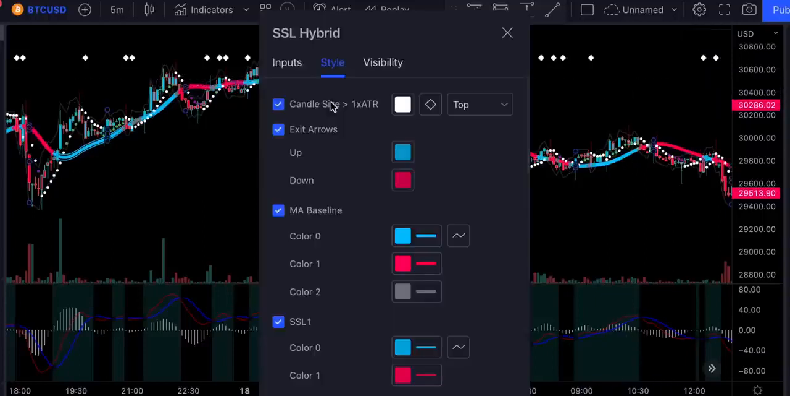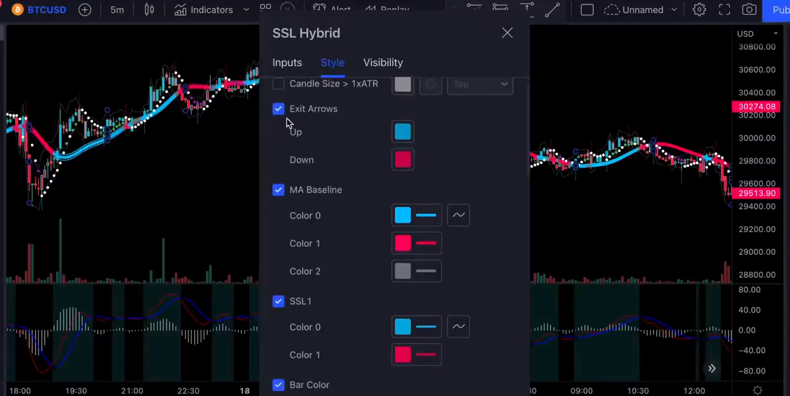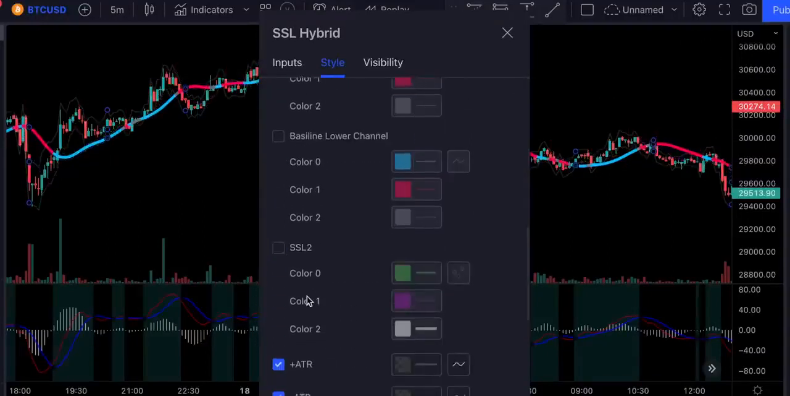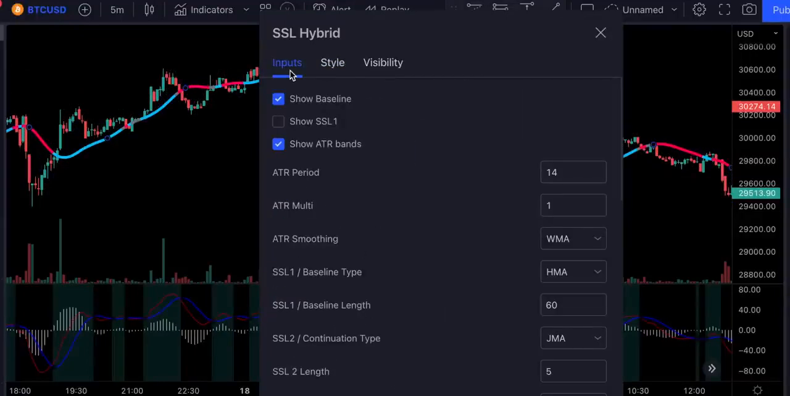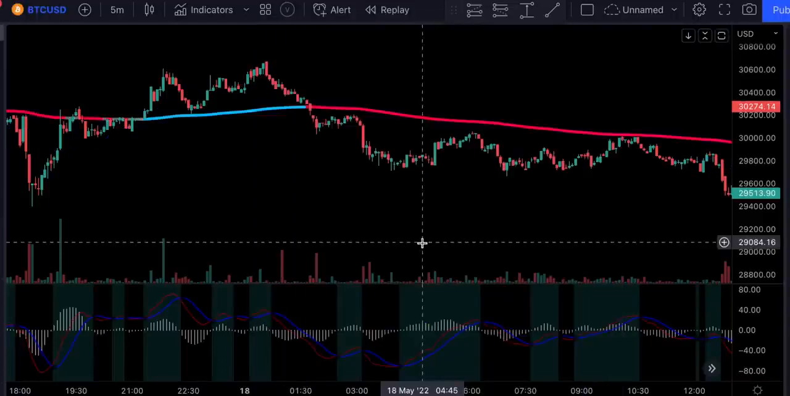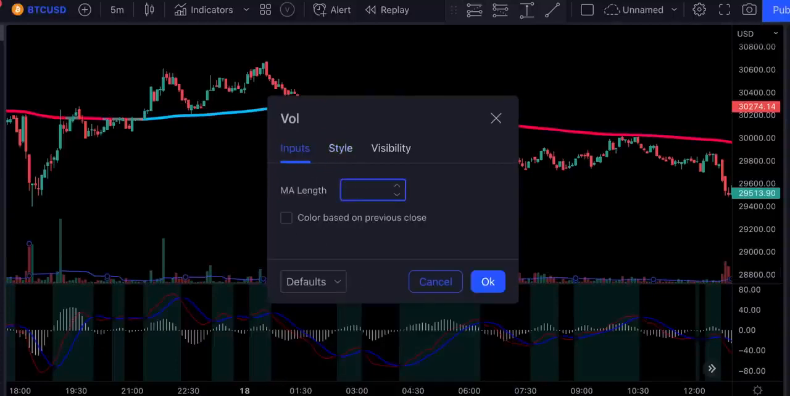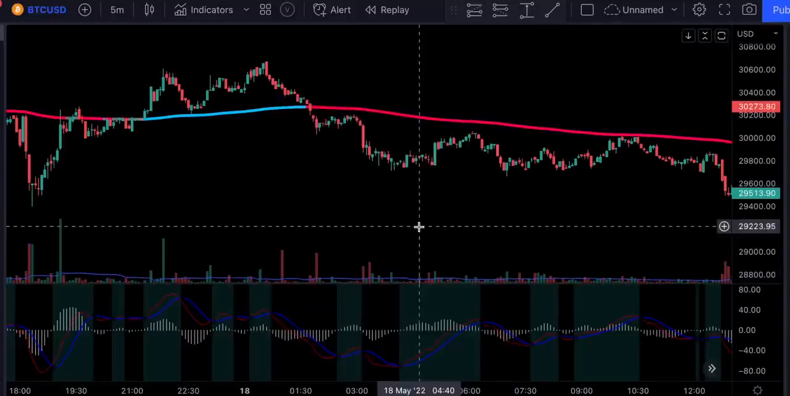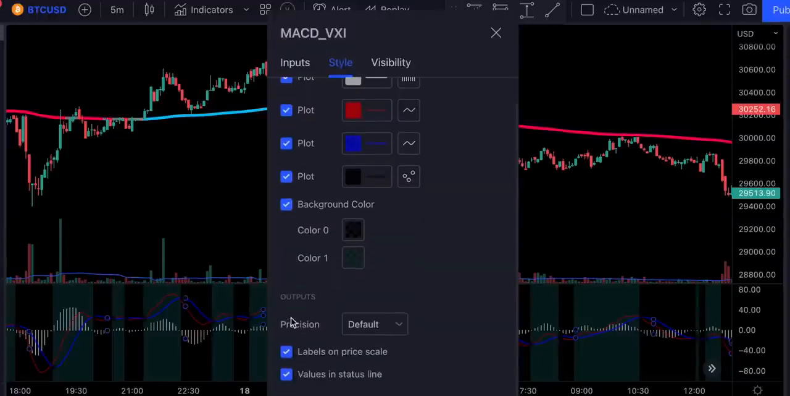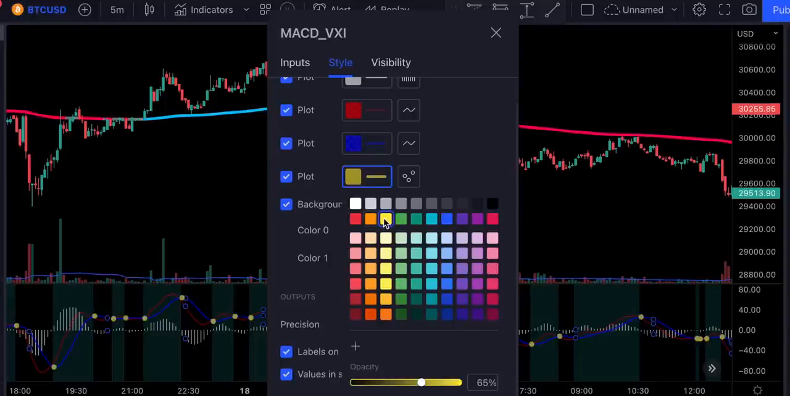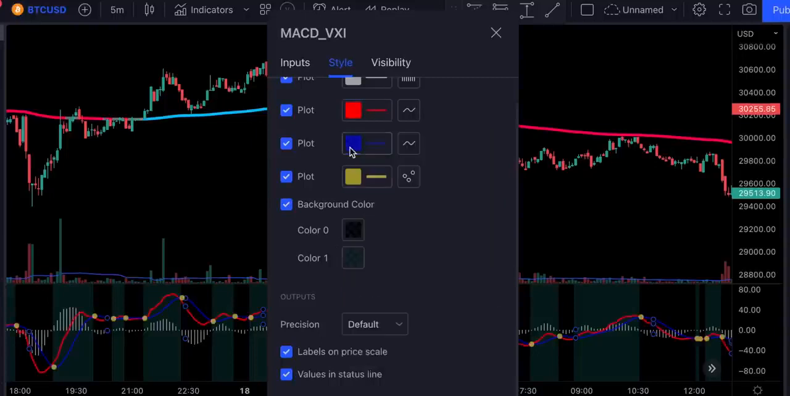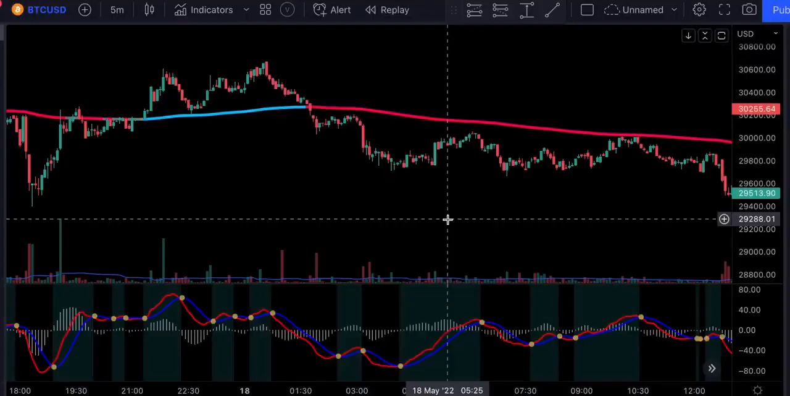So let's first double click on this SSL hybrid. And in the style section, let's remove everything that is unnecessary. Also, we're going to change the inputs. Now let's double click on this volume indicator and add a moving average to it. And now let's make some slight adjustments to our MACD indicator. Okay, now the strategy is complete.